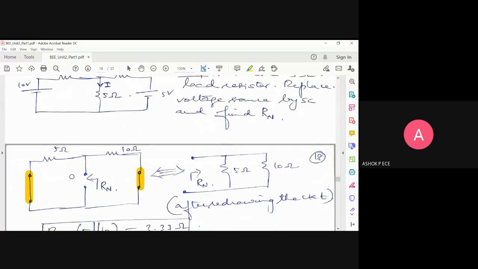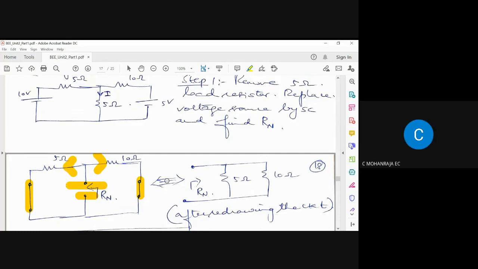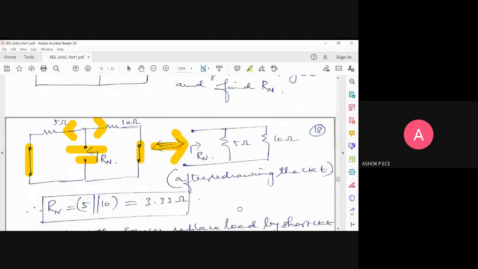And I told you the logic: assume a voltage source is there. So the current coming out of the voltage source will split into two. When current is splitting, I told you the resistances are going to be in parallel. So what should be Rn? 5 parallel 10. I have redrawn the diagram, taking it the other way. Redrawing the diagram is just for my understanding. You need not redraw. If you are able to identify Rn directly from this circuit, well and good. If you redraw, it is for your better understanding. This is not mandatory. The Rn will be 5 parallel to 10, which is 3.33 ohms.